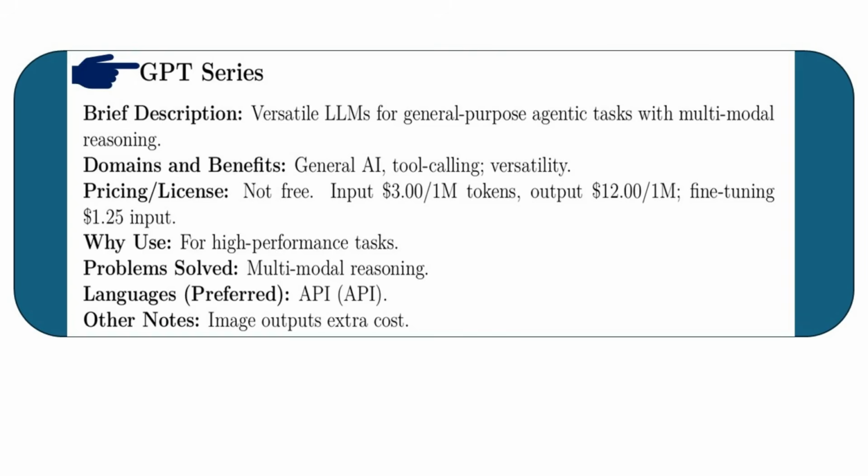General AI and tool calling is the domain area wherein it gets benefited with versatility. It is not free. Input $3 per 1 million tokens. Output $12 per 1 million tokens. Fine tuning $1.25 input. It is really a high performance tool and resolves multi-modal reasoning. The preferred language is like APIs generally should be defined. Image output extra cost in this.